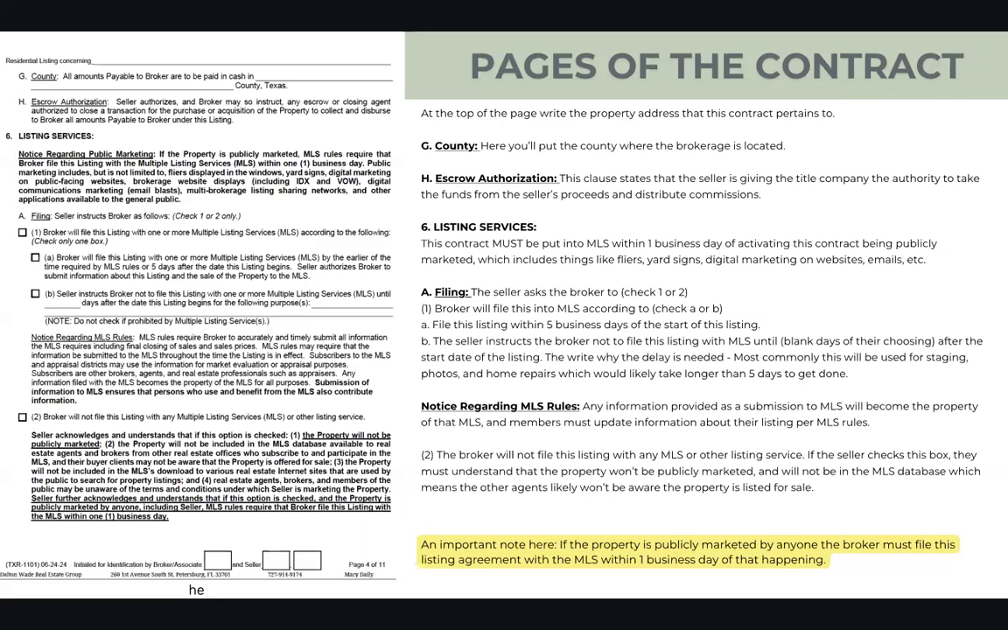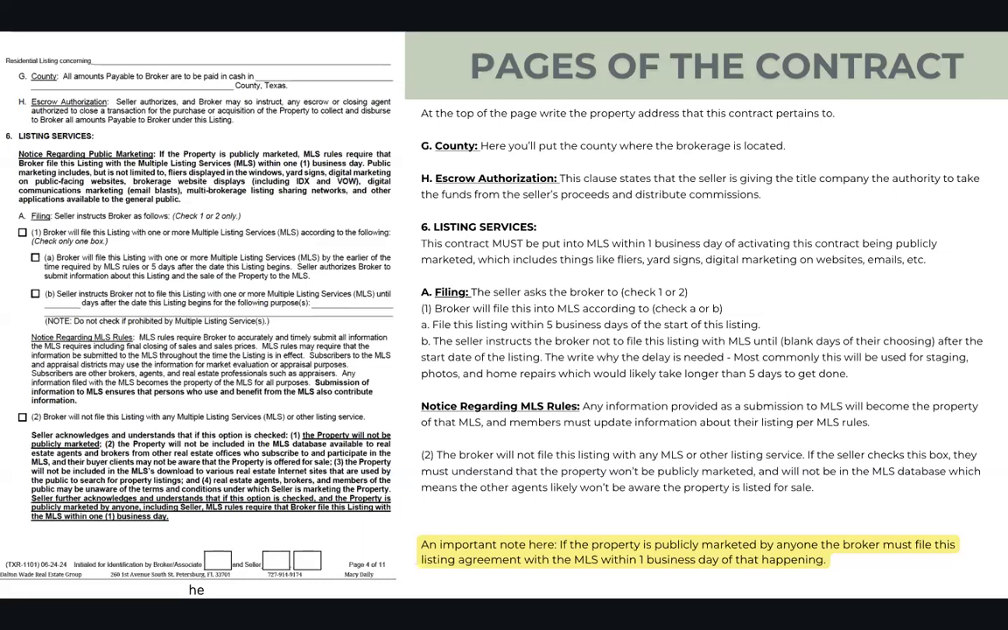Any information provided as a submission to MLS will become the property of that MLS, and members must update information about their listing per the MLS rules. The broker will not file this listing with any MLS or listing services, so that's the second option. If the seller checks this box, they must understand that the property won't be publicly marketed at all and will not be in the MLS database, which means the other agents won't be aware the property is listed for sale.